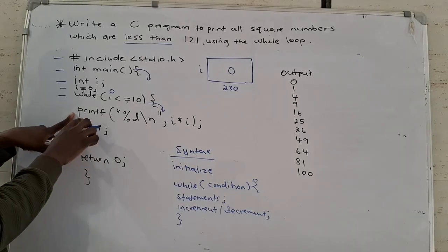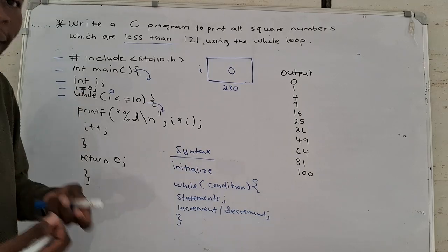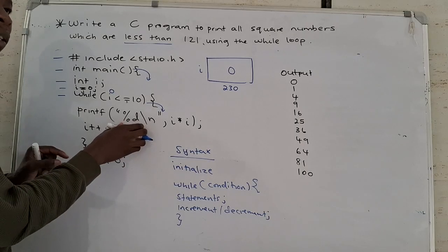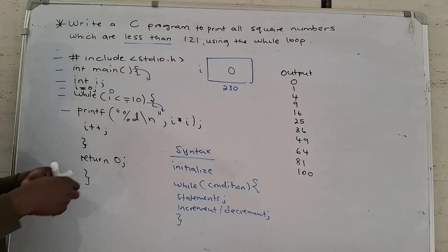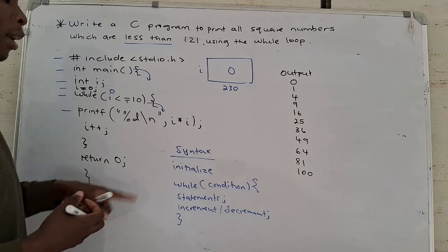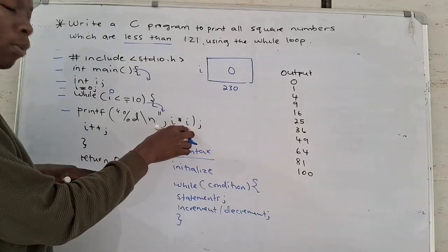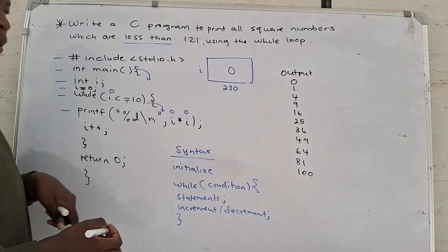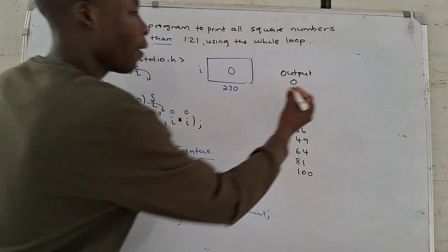Then it is going to meet this statement. What is this? This statement is telling the compiler to print an integer. This format specifier is used to print an integer. But how to find this integer? To find this integer, you are supposed to say I into I. This is nothing but multiplication. What is the value of I? It is 0, multiplied by 0. What is the answer? The answer is 0. So 0 is going to be printed.